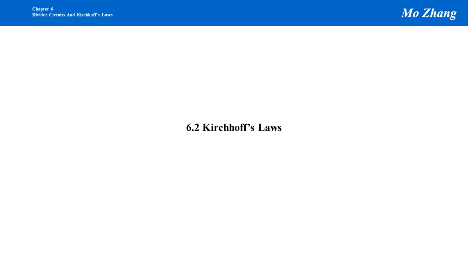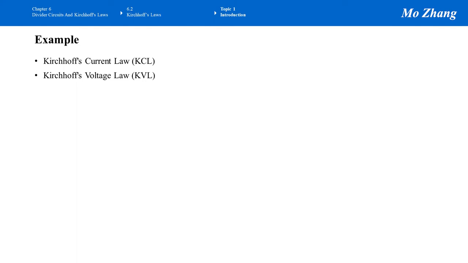Section 6.2 Kirchhoff laws. There are two Kirchhoff laws, the Kirchhoff current law and the Kirchhoff voltage law. Together they are called the Kirchhoff laws. Kirchhoff laws together are a handy method. We use them on a complex circuit to figure out the voltage drops on every component and also the current in each branch.